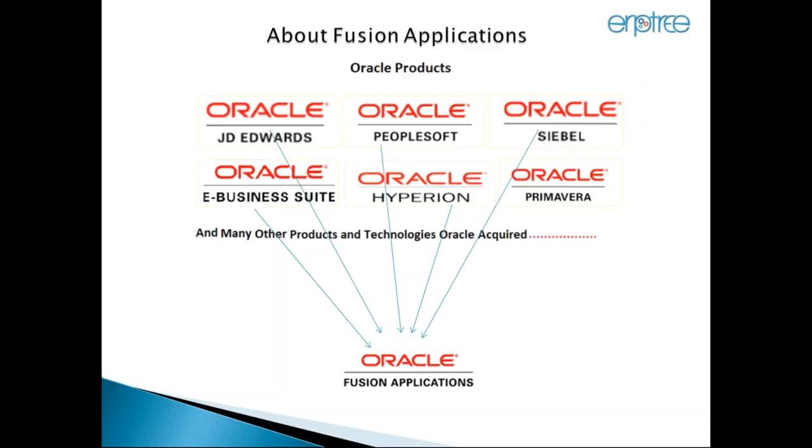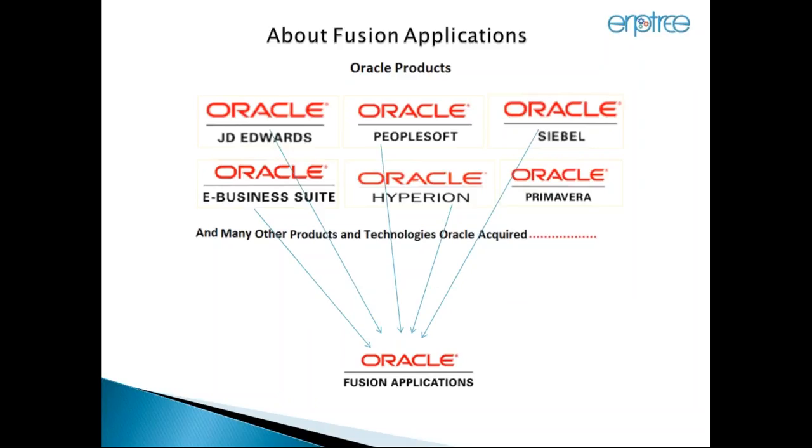And when it comes to Oracle Hyperion, the projects, and Hyperion is not the project, it is the reporting, and Primavera is mainly used to focus on the project side. So that's how we've taken the best practices from all these applications.